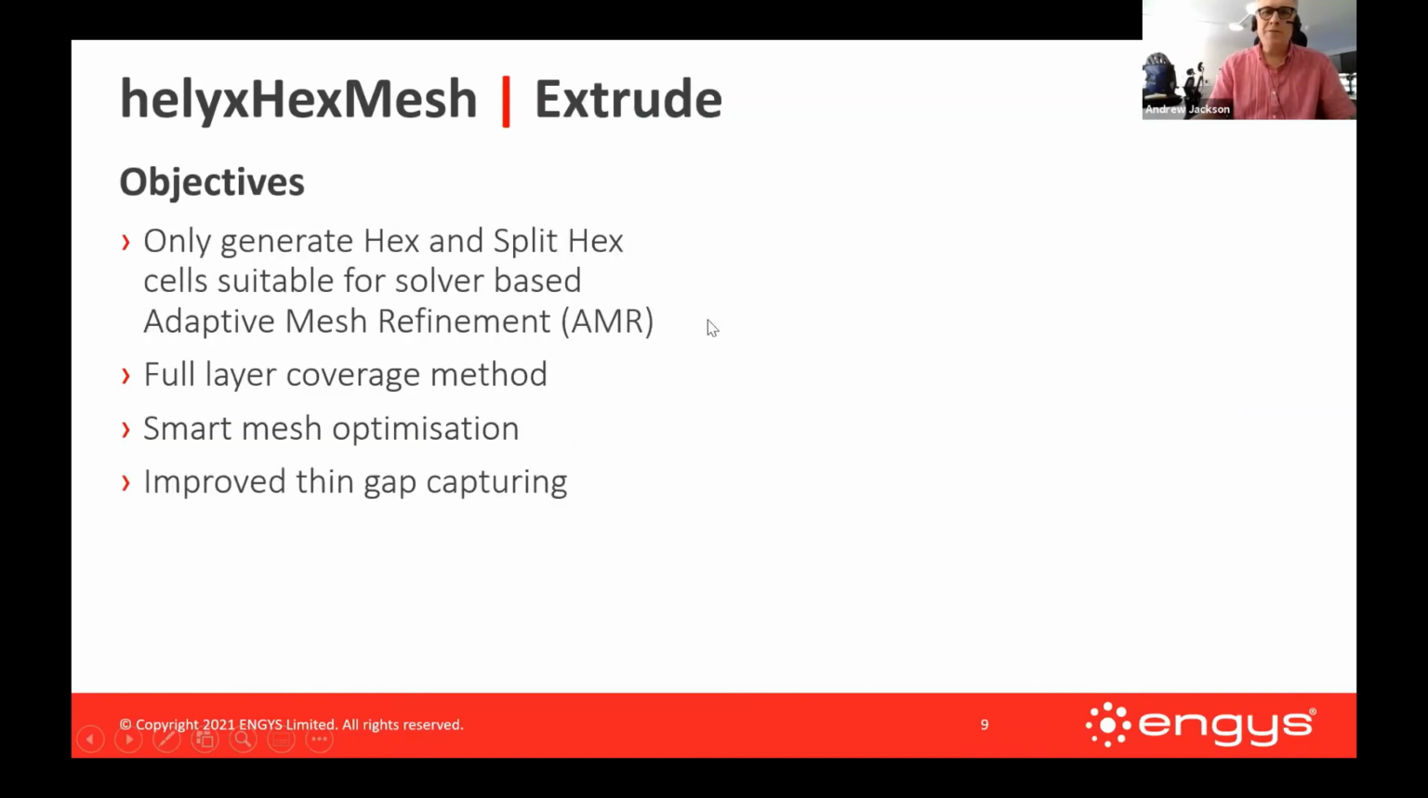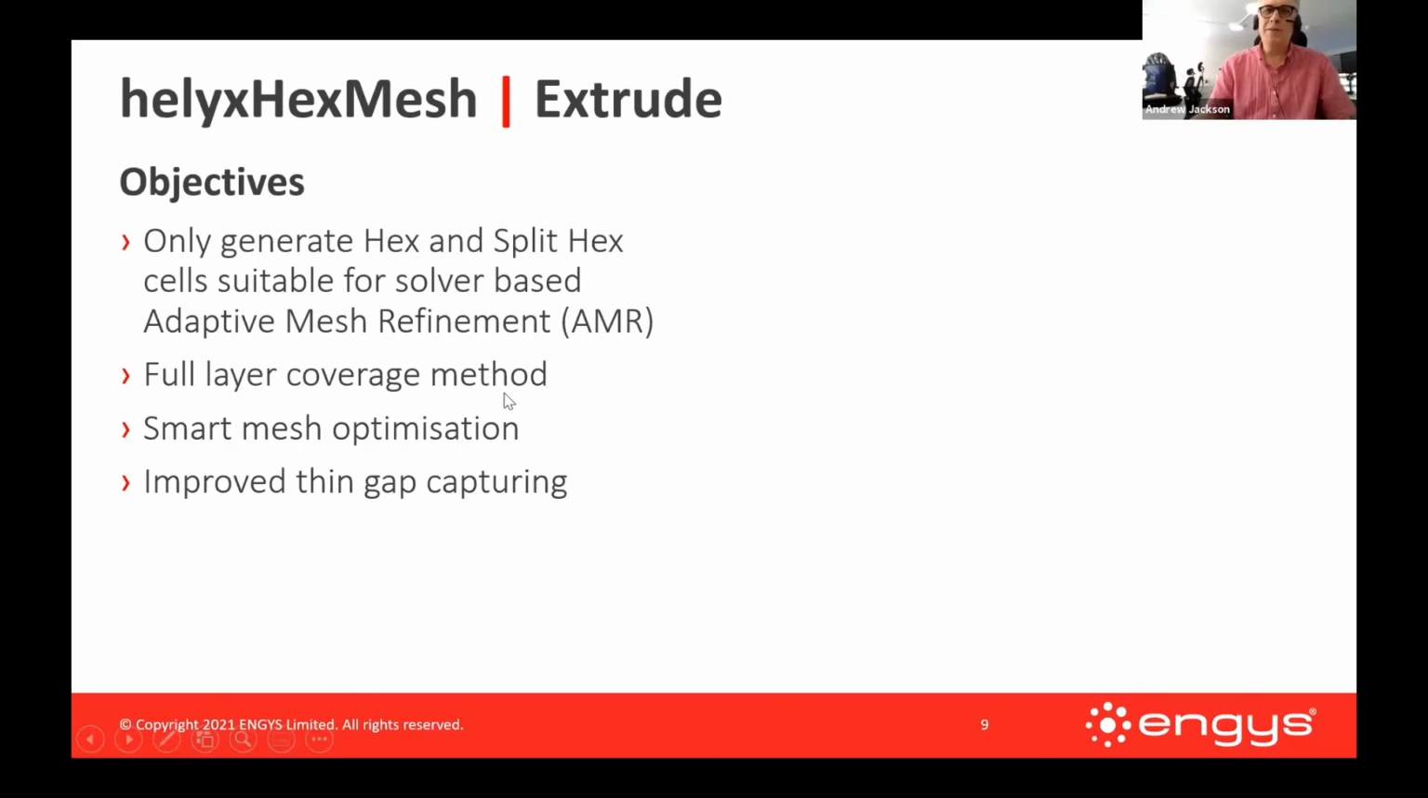So in the last couple of years, we've worked on a new method. It's called Extrude, but we want to use as much of the features we've learned from the classic and the dual mesh. We want a method that will only generate hex and split hex cells. So all cells in theory, even layer cells, but we don't really want to do that, could be refined by using the AMR approach.